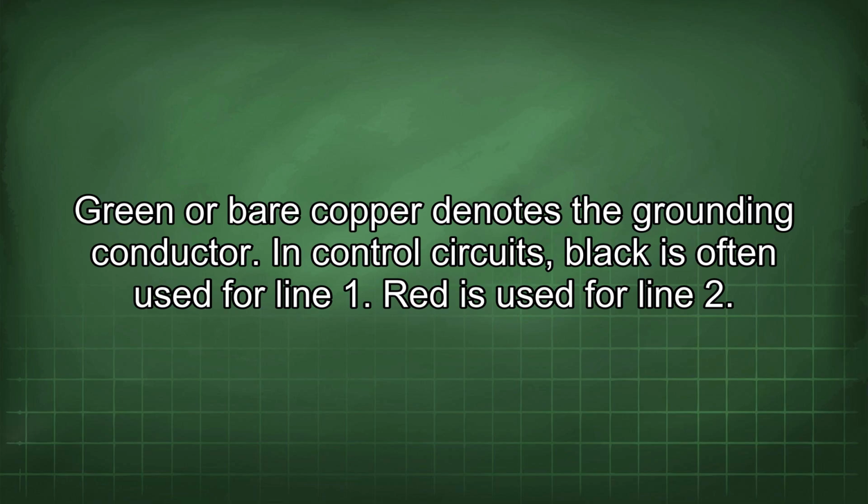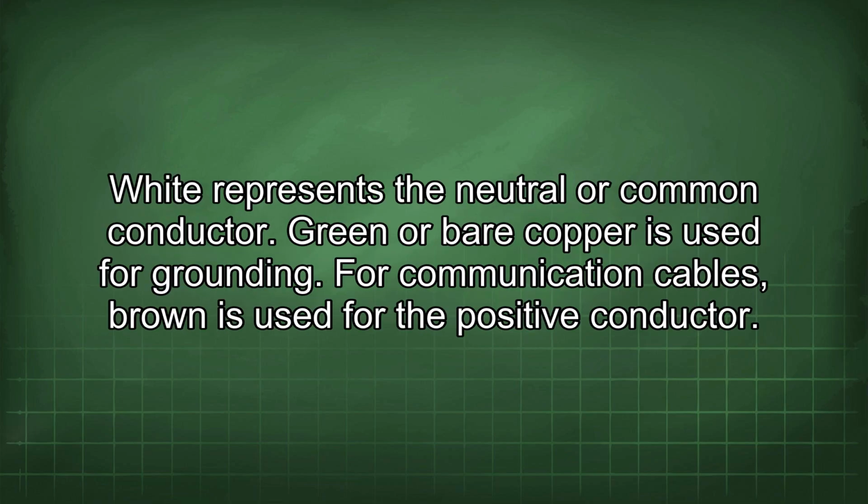In control circuits, black is often used for line 1. Red is used for line 2. White represents the neutral or common conductor. Green or bare copper is used for grounding.